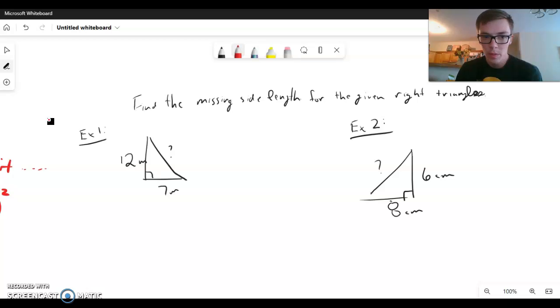Okay, so here we go. I'm going to do an example here. Example number 1: I've got 12 meters and I've got 7 meters. I'm trying to find that third side. We need to figure out which side we are missing. Are we missing a leg or a hypotenuse? If we're missing a leg, we know that's either a or b. If we're missing the hypotenuse, that is c.